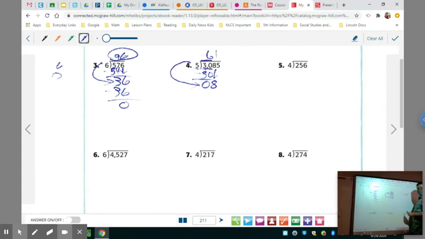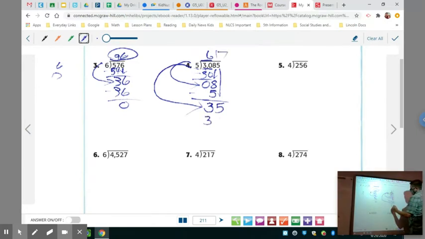Not yet. Which is? What do you do? What do you get? Now what? Now you bring down your 5. So 5 going into 35. How many times does 5 go into 35? 7 times. What's 7 times 5? Subtract those, what do you get? Nothing. Technically, I want to point something out, guys.